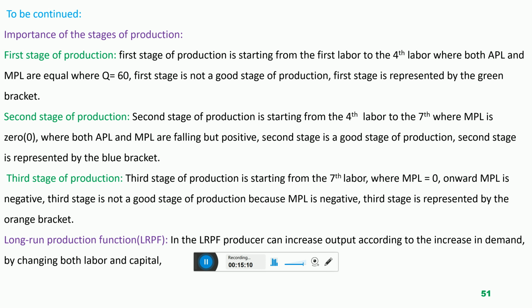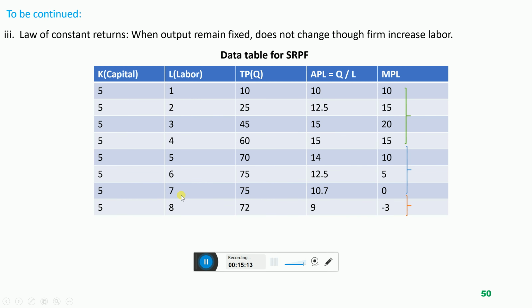Why is the third stage not a good stage of production? Let me take you to the table. The third stage is represented by the orange bracket, and it starts from the 7th labor onward: 8th, 9th, 10th. This is not a good stage. Why? This is very clear. When the producer hires the 8th labor, total output starts to fall. So if the output of the company is decreasing, is it good to hire the labor? No, this is not good. It means in the third stage, output is decreasing. The additional productivity of the 8th labor, MPL, is negative. This is a loss to the company.